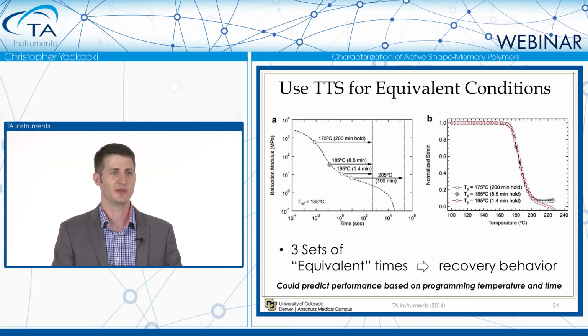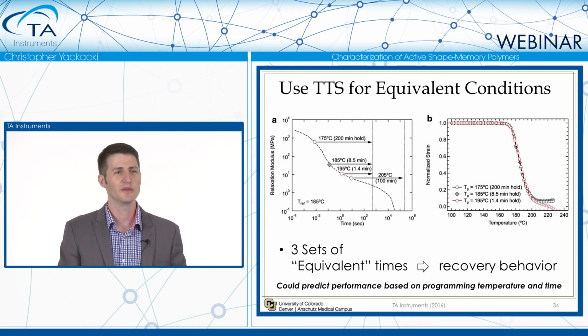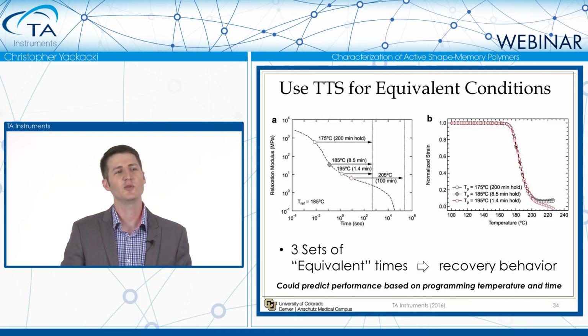And the starting points would be, what would the modulus be? In this case, we just marked where the storage modulus would be on the relaxation curve. What would the storage modulus be at 175, 185, 195, or 205, right? So that's where our starting point is. And we'll look at the 175 example.